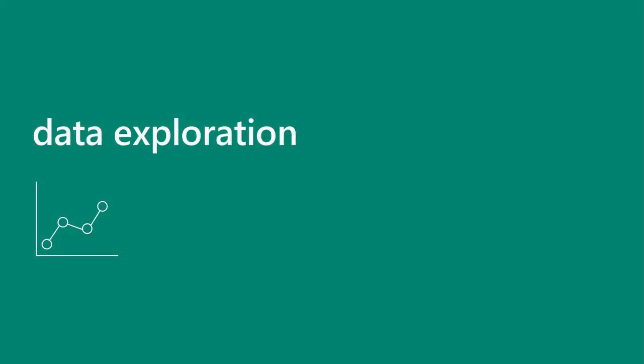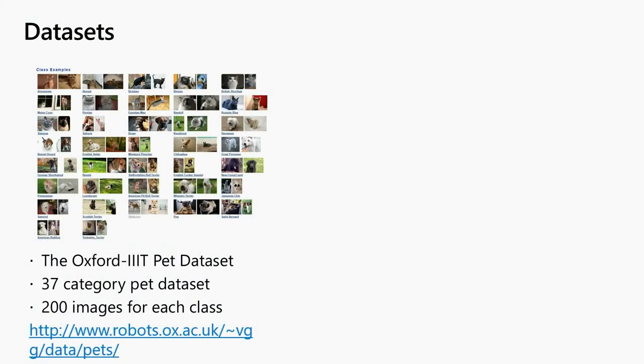So let's start with data exploration. Yep, with any machine learning workflow, you're going to want to start with the data. In this case, we're using the Oxford Pets Dataset. It's 37 categories, so that's 37 breeds of dogs and cats, with about 200 images for each class.